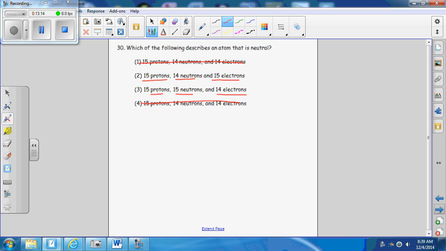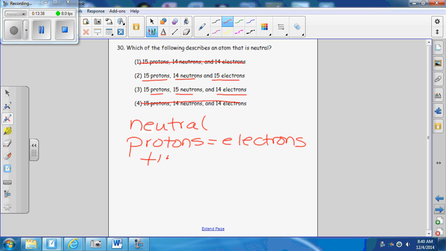In order for it to be neutral atom, what has to exist? It wants to be neutral. So if it's neutral, it has to be balanced. What needs to happen in order for it to be balanced? Exactly. The protons must equal the electrons. If there are 15 positive protons, you need 15 negative electrons. If this was math, it would give you 0.